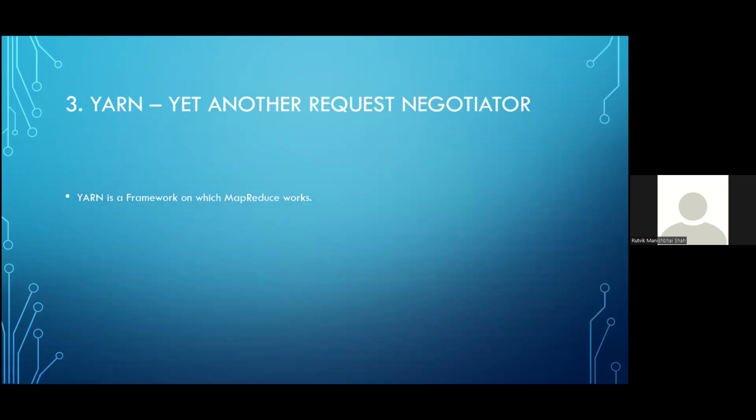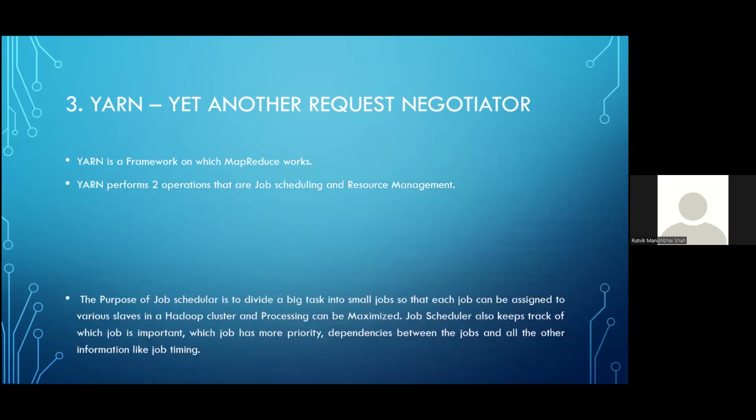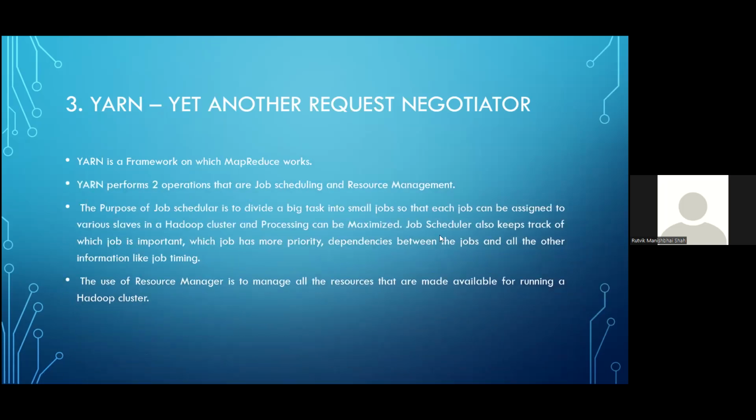The third component is YARN. It stands for Yet Another Resource Negotiator. It works behind the MapReduce method. It is basically responsible for two tasks. The first one is job scheduling and the second one is resource management.